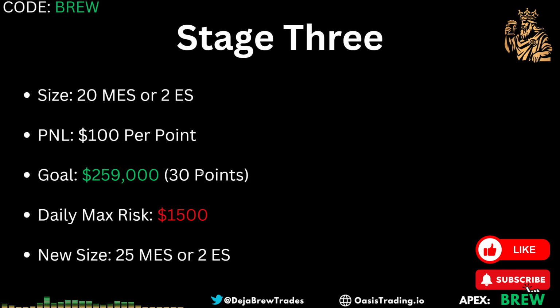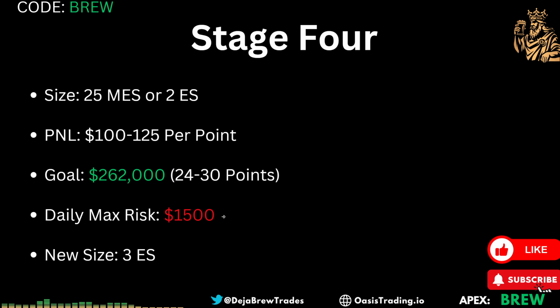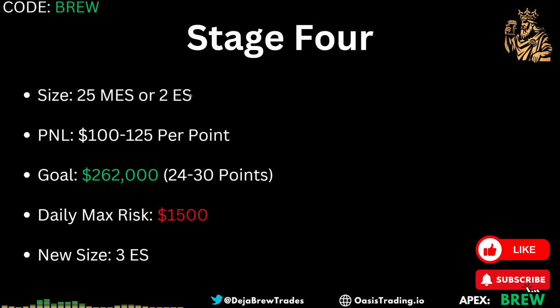Okay. So now your new size is going to be 25 MES or 2 ES. You obviously cannot do 2.5 ES contracts, so you would have to keep it at 2 ES if you want to trade the bigs. You can't do half a contract. And I don't recommend trading 2 ES and then 5 MES. I wouldn't do something like that. It's just a little weird. So either do the 25 MES to size up or just keep that same size. 2 ES is really not a bad size.